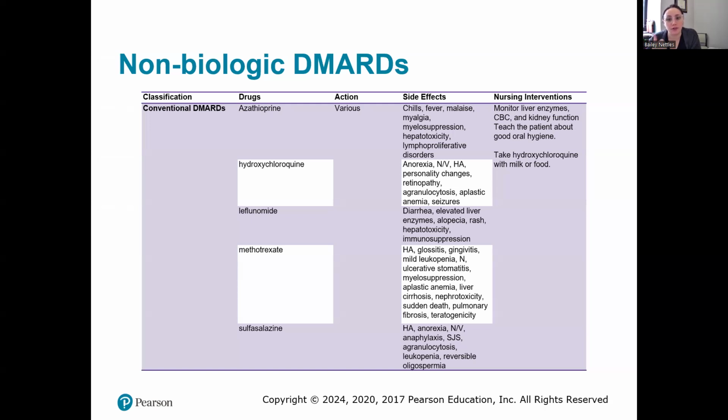Okay, so we have chills, fever, malaise, myalgia, myelosuppression. All those kind of go together. Once I have myelosuppression, which is bone marrow suppression, my immune system gets suppressed. I have fever, chills, malaise, and myalgia. Those are all symptoms of infections and just not feeling great. So those are pretty common. That makes sense, right? It's also hepatotoxic.